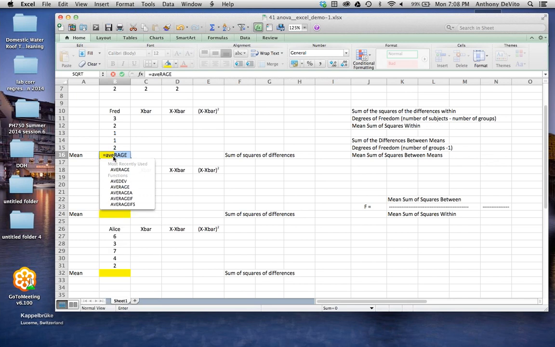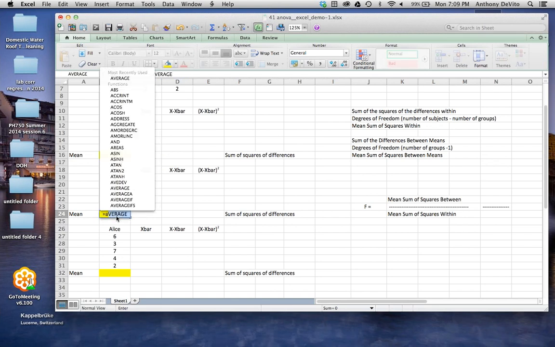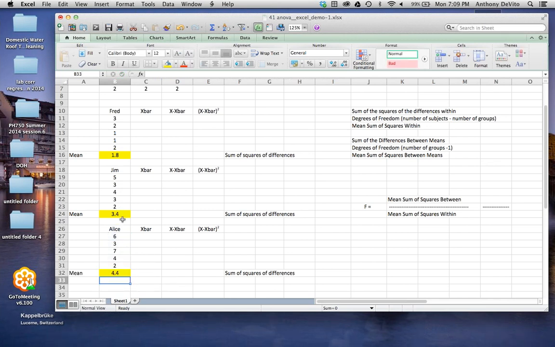I'm going to find the average for Fred, and I'm going to find the average for Jim, and I'm going to find the average for Alice. Okay, so 1.8, 3.44, looks like a big difference between Alice and Fred. Not so big a difference between Fred and Jim, not that much difference between Jim and Alice, and so on and so forth. We got mixed results here.